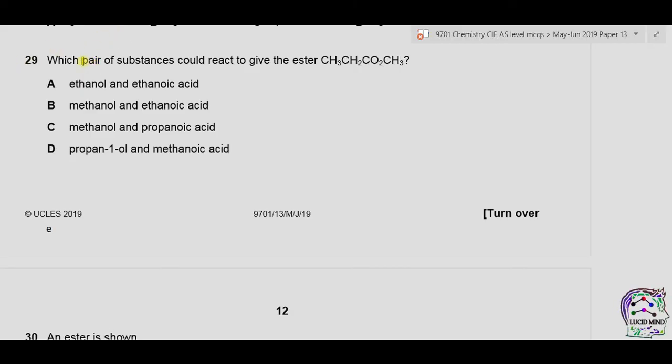Question 29. Which pair of substances could react to give this ester given? We have 4 carbon atoms in total and oxygen is attached with this carbon. Rest are the hydrogen atoms. Now we know that ester is formed from alcohol and carboxylic acid functional group. So if we break this ester at this carbon-oxygen bond, the part containing the carbonyl carbon will become acid. So it is propanoic acid.